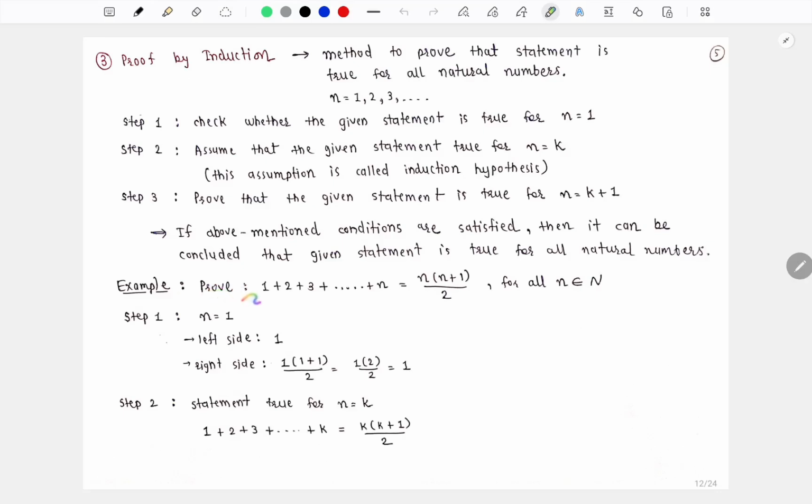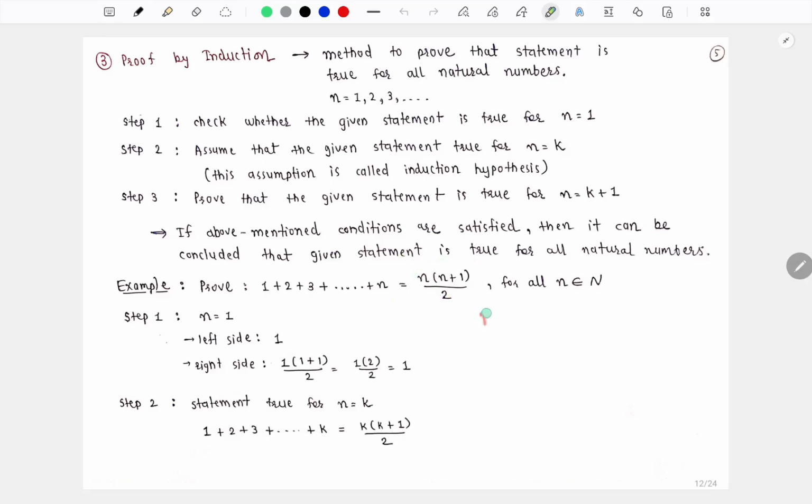In the example, it is said: prove that 1 plus 2 plus 3 up to n is equal to n into n plus 1 divided by 2, for all n belonging to N. That means all n are natural numbers. What is the first step? For n equal to 1, we have to prove that LHS is equal to RHS. That means left hand side is equal to right hand side. That means we have to prove 1 plus 2 plus 3 up to n is equal to n into n plus 1 divided by 2.